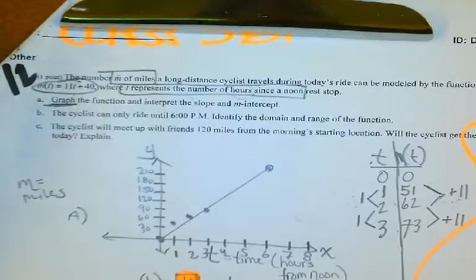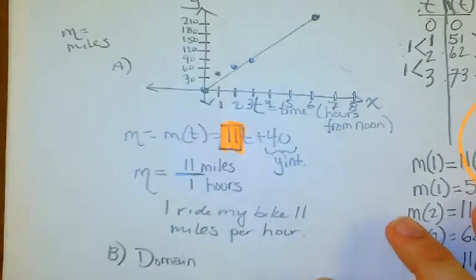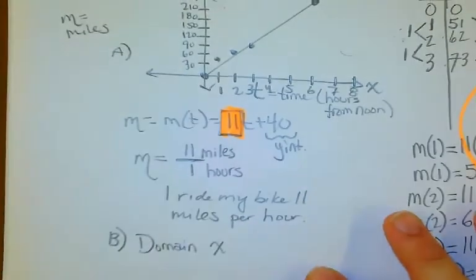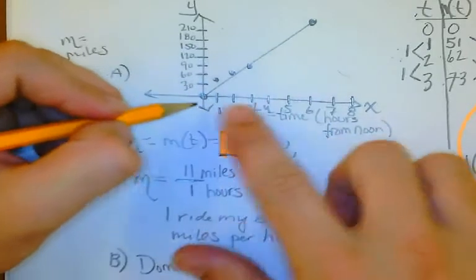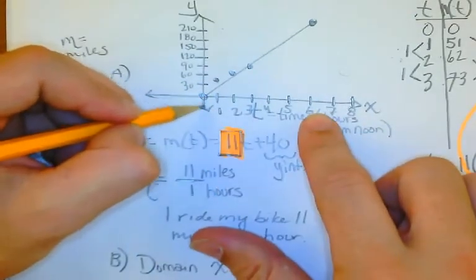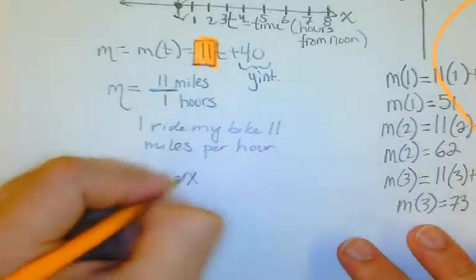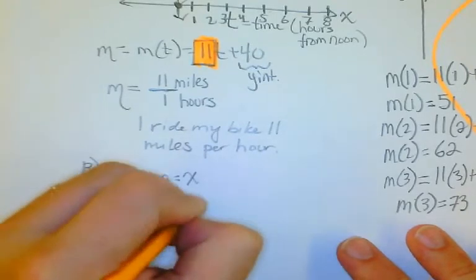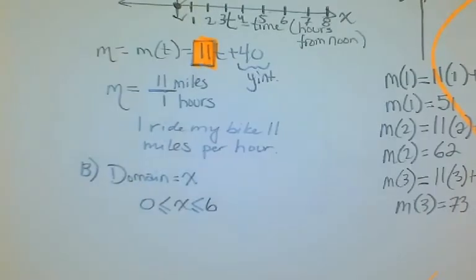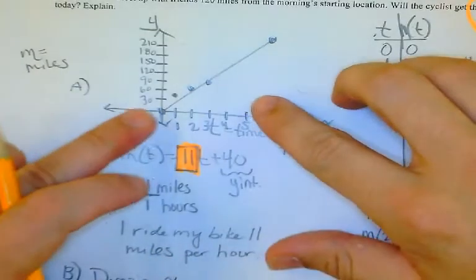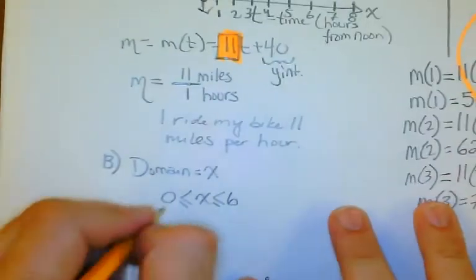So that makes my domain, which is just the x-axis, between 0 and 6, right? Because I gotta stop at 6, and I'm gonna start here at 0. So my domain is the x, and this domain is gonna say x has to be between 0 hours and 6 hours. That's where my graph starts and stops, at 0 and 6. Now let's talk range.